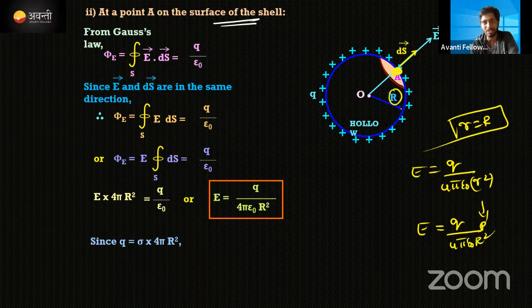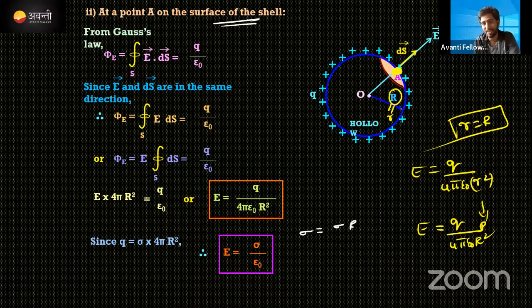This r value will be equal to small r. Clear enough? Everything is the same, there is no change. Okay, and then lastly we solved one more equation. What is that? The sigma value had come there: sigma capital R square divided by epsilon naught into small r square.